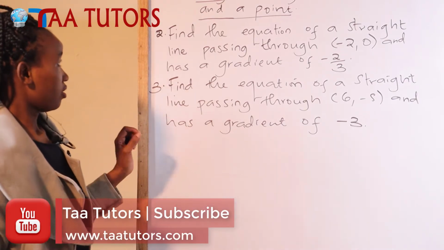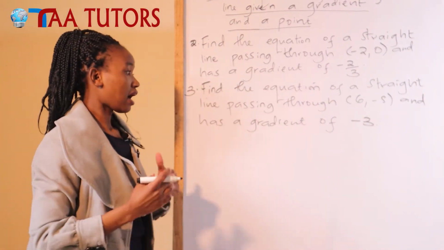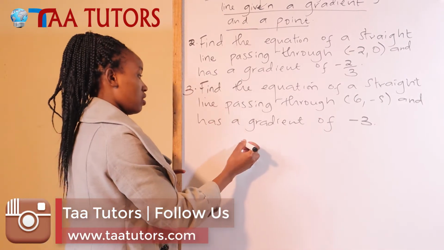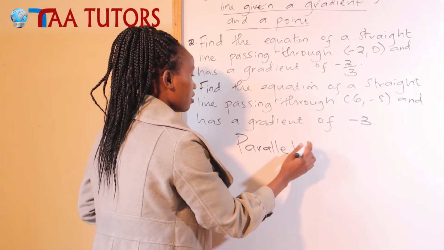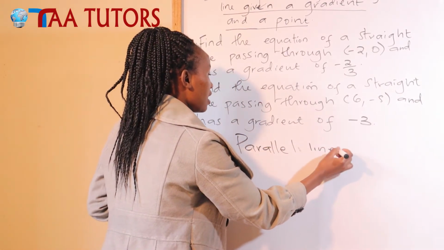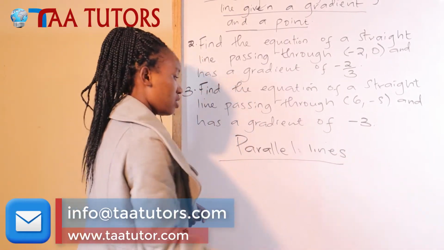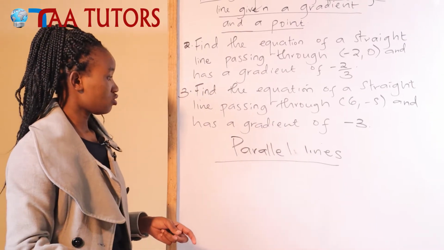And now that you know how to find the equation of a straight line, I want us to look at how we can find equations of parallel lines. So first of all, we need to understand what parallel lines are. Parallel lines are straight lines that do not meet.